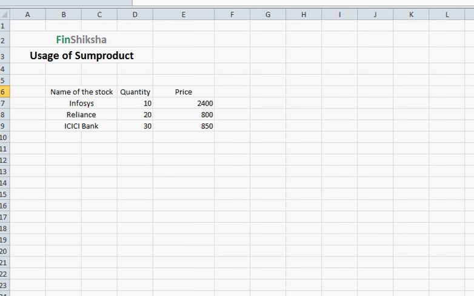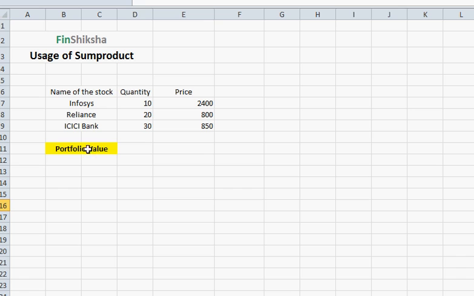What we see here is a portfolio which consists of stocks Infosys, Reliance and ICICI Bank, their quantities in that portfolio and the current market prices of these stocks. We are supposed to find the portfolio value of this particular portfolio.